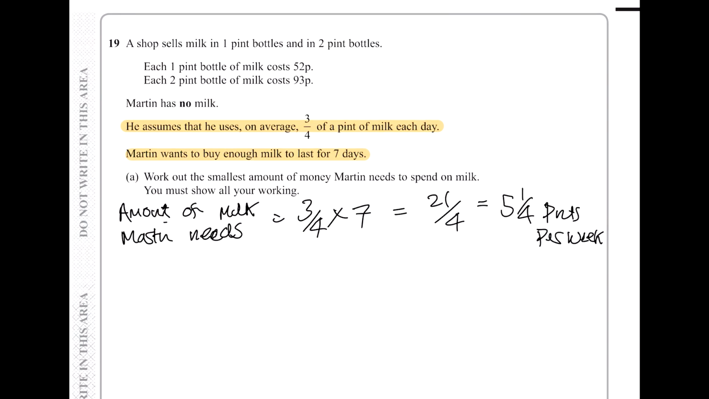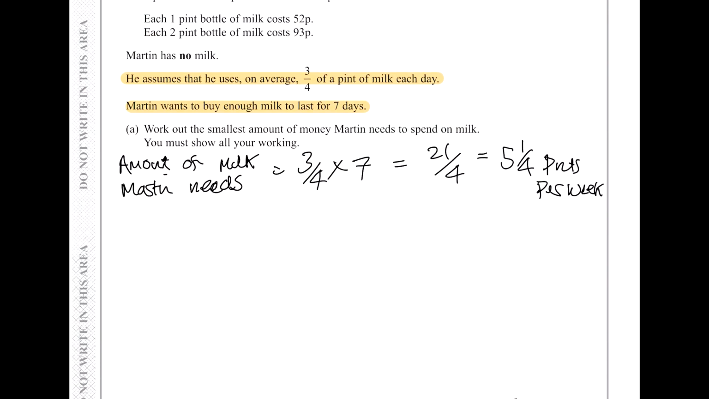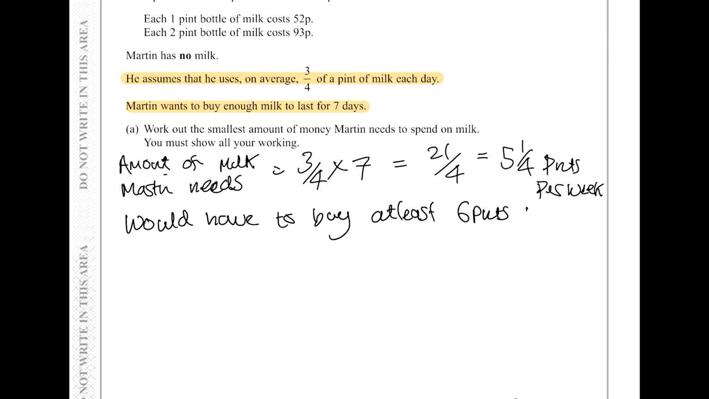So now that he needs that, he cannot directly buy this amount of pints. And the reason is the shop doesn't have this precise amount. So in order to cover this amount, he'd have to buy 6 pints at least of milk. So he would have to buy at least 6 pints per week.